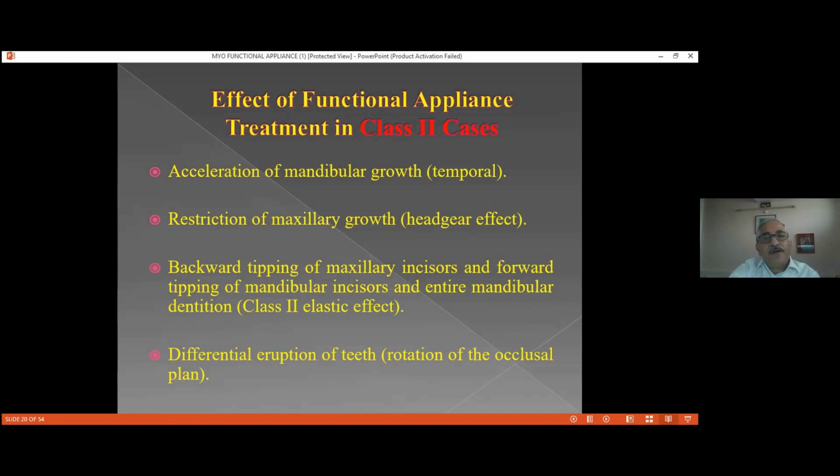Now, the effect of functional appliances in class 2 cases is acceleration of the mandibular growth, and then there is a restriction of the maxillary growth. That is also known as the headgear effect. I'll come to it later in the lecture, when I'll explain how the acceleration of the mandible, or a forward positioning of the mandible, brings about a restrictive effect on the maxillary growth. And then there is a backward tipping. Simultaneously, there is a backward tipping of the maxillary incisors and a forward tipping of the mandibular incisors and the entire mandibular dentition. Now, this is known as a class 2 elastic effect.